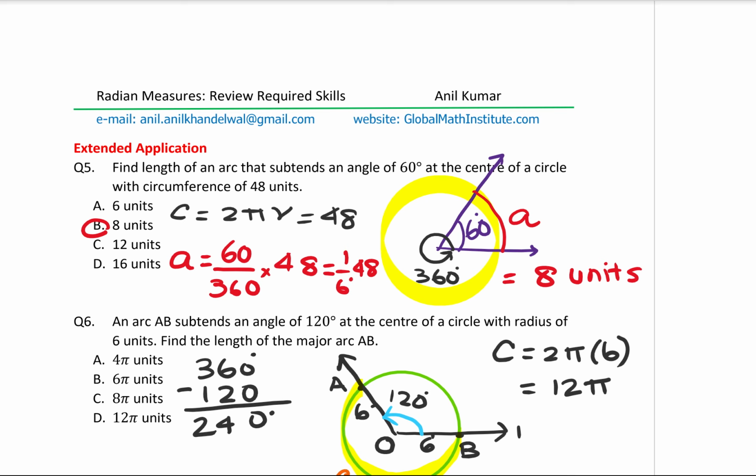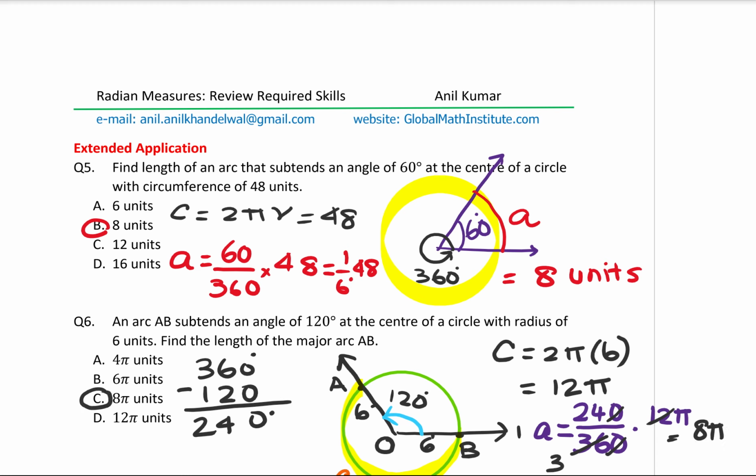Therefore, we can now write down our answer A as equal to 240 over 360, in the same ratio, times the circumference, which is 12 pi. Is that clear to you? So that is the length of the arc, which is the major arc for us. We can simplify this. 12 goes 3 times, and dividing 24 by 3 we get 8, and so the answer is 8 pi.